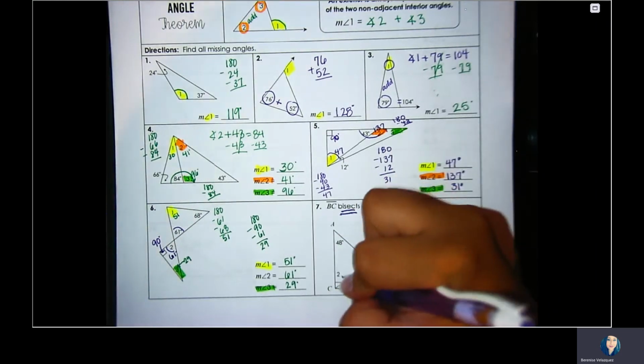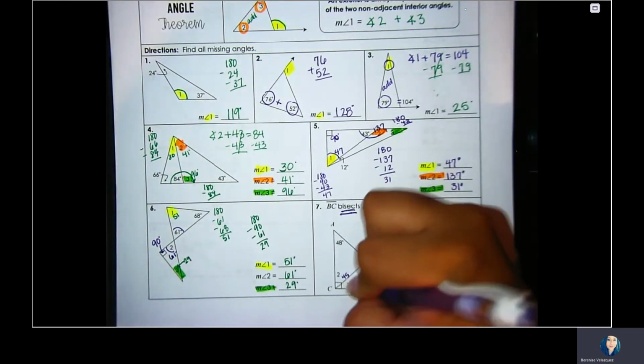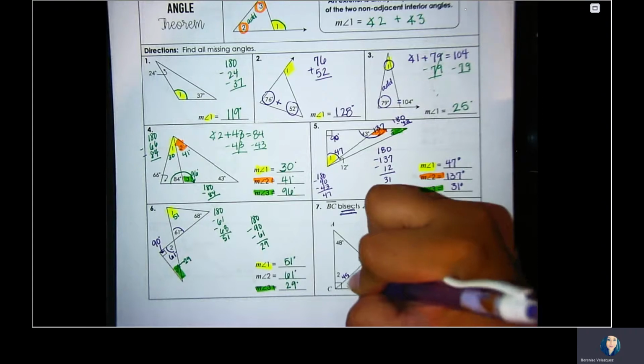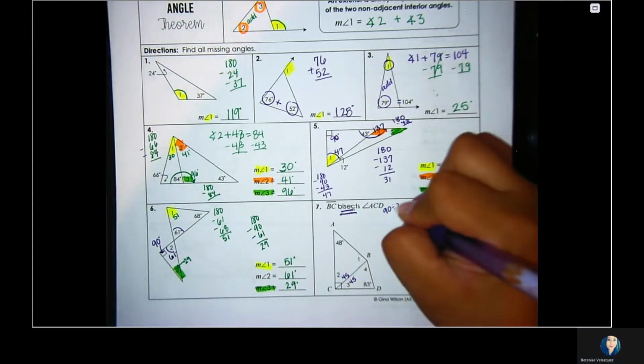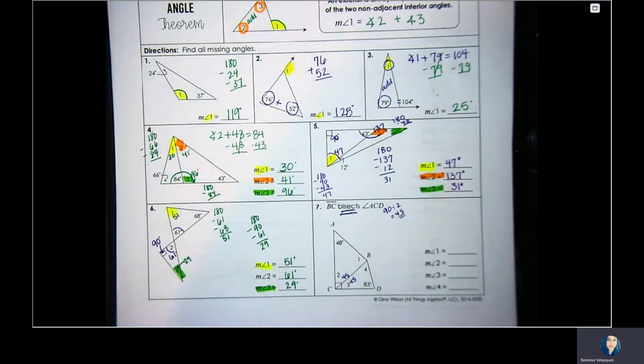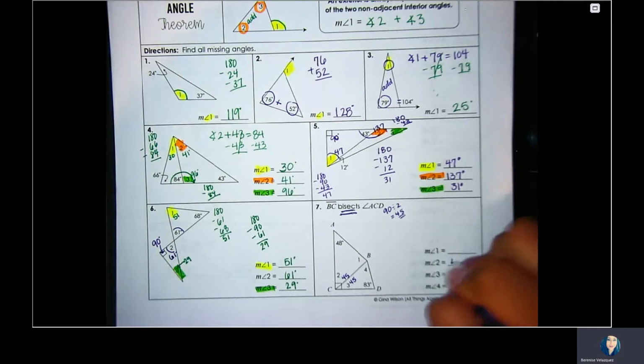If it got split in half, the only way that can happen is if I take 90 and I divide it by 2. Now, if you want to see the math for that, I'll put it here. But hopefully you know that off the top of your head. So that's how I got 45 and 45. So I've got 2 blanks right there. I'm going to go ahead and write them in.